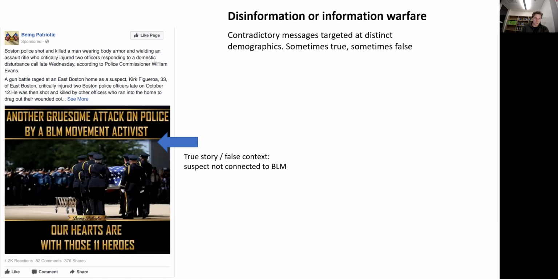As it turns out, the story itself is true, in the sense that there was an attack by someone called Kirk Figueroa on 2 Boston police officers, and he was in fact killed then by the other officers. But Kirk Figueroa was not connected to the Black Lives Matter movement, and it was something that had occurred several years before the Black Lives Matter movement had actually started to take off in the US. So here you might say that the story itself about Kirk Figueroa was true, but it's being used in a false context and being linked to current events in a way that is misleading or deceptive even.